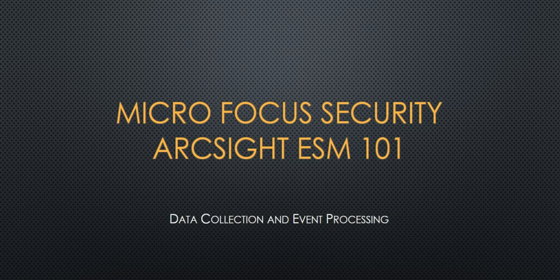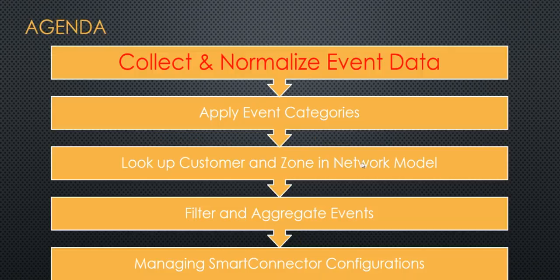Hello and welcome to our new lesson, Data Collection and Event Processing, which is Chapter 4 of the ESM 101 document. It has several sections and new concepts that we will learn together. The first two sections that we will cover in this video lesson are Collect and Normalize Event Data. Next, we will study Apply Event Categories, how we can change or override the event categorization of the events received in the ESM.